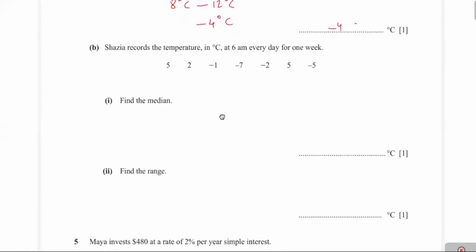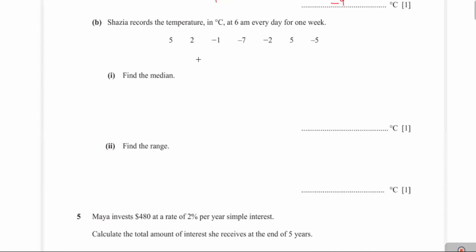And next, Shazia records a temperature in degrees Celsius at 6 a.m. every day for 1 week. Part first, find the median. You see here, these are the temperatures. Now, firstly, we arrange the values in ascending order. Firstly, we write the smallest value here, -7. Next is -5. And next values are -2, -1. And then 2, 5, and 5.